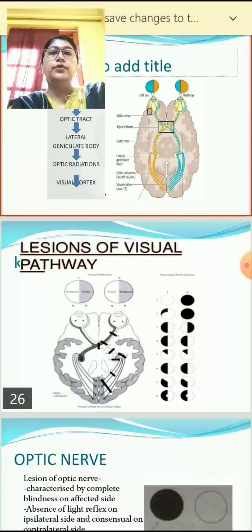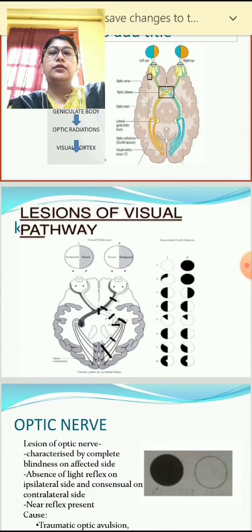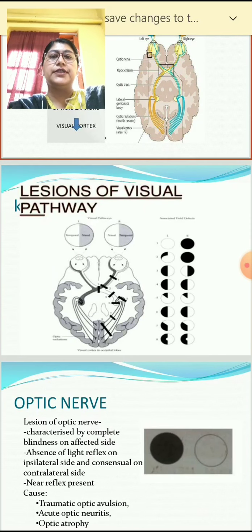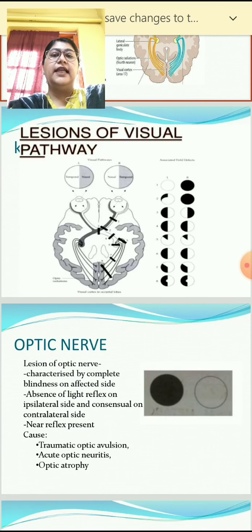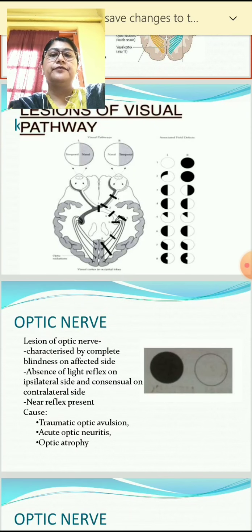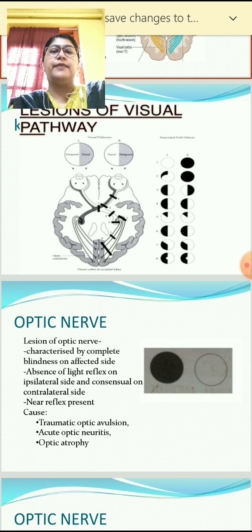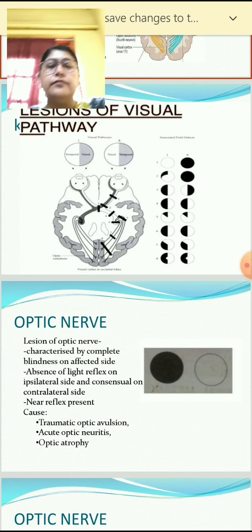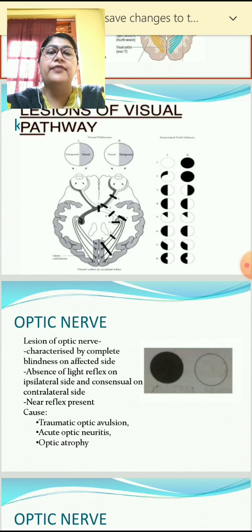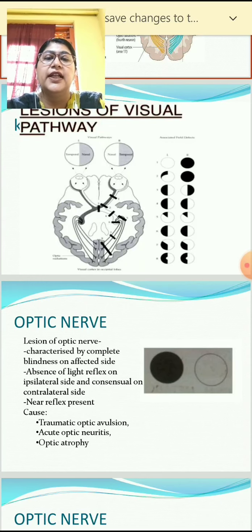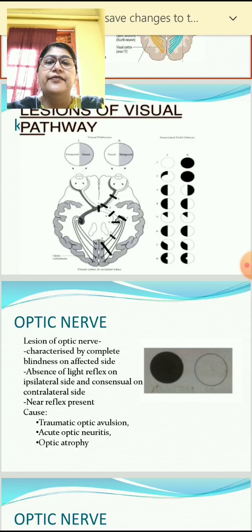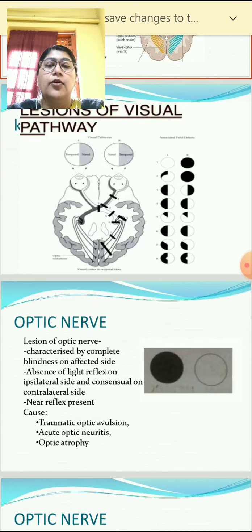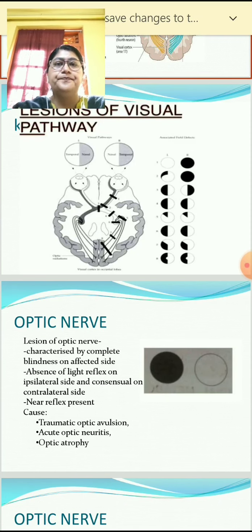Now you should know what abnormality occurs in lesions of the visual pathway. If there is any lesion in the optic nerve, it is characterized by complete blindness on the affected side. As you can see, the left side is damaged, so the left side is black, the right side is okay. There is absence of light reflex on the ipsilateral side and consensual light reflex on the contralateral side. Near reflex is present. The cause may be traumatic optic avulsion, acute optic neuritis, or optic atrophy.